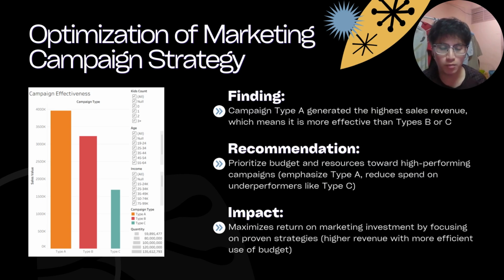Our analysis showed that campaign type A generated the highest sales revenue, making it more effective than type B and C. Based on the finding, we recommend prioritizing marketing budgets toward high-performing campaigns like type A. This approach maximizes return on marketing investment by focusing resources on proven strategies.